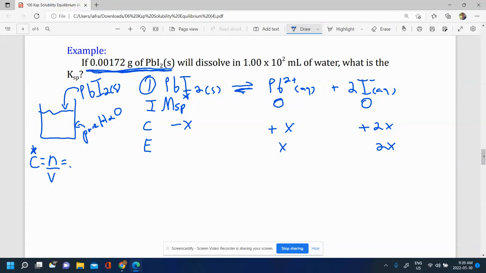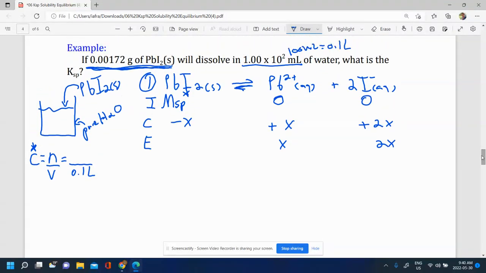So we have a volume of 100 mL, right? But remember, in liters, that's 0.1 liters. And we need to figure out the number of moles of PbI2 that we have. So volume is equal to 0.1 liters. Moles is equal to mass over molar mass. And so we have 0.00172 grams divided by the molar mass of PbI2.